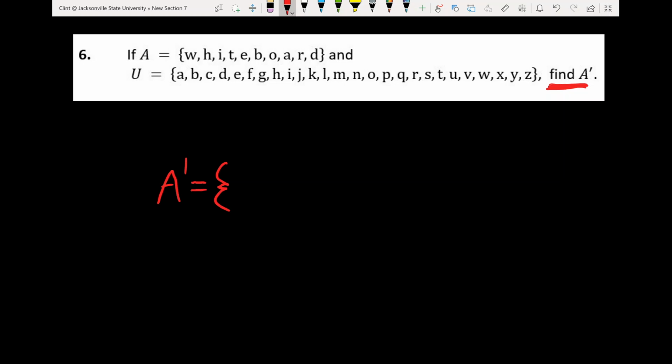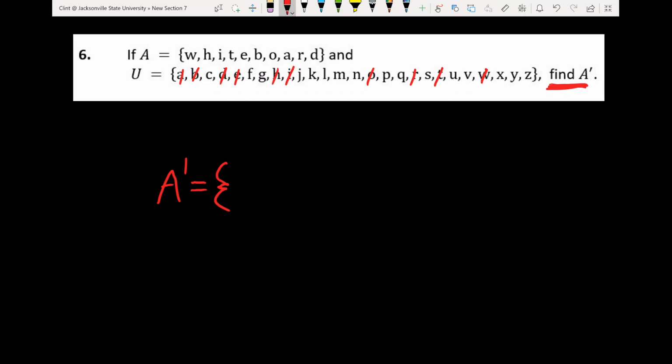And it gives us our universe. So probably the easiest way to do this one, since we've got so many letters to deal with, is to go through and cross out the ones that are not going to be in our complement. So in A, we had the letters in whiteboard, so we've got to leave all those out of A complement. So we'll leave out W, H, I, T, E, B, O, A, R, and D. Okay. So the ones that are left are the ones that are in A complement. Okay, it's everything that's not in A.